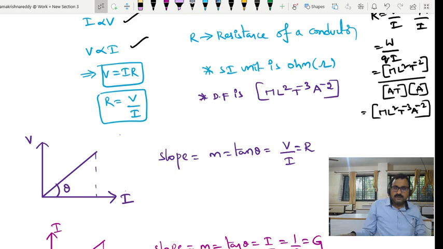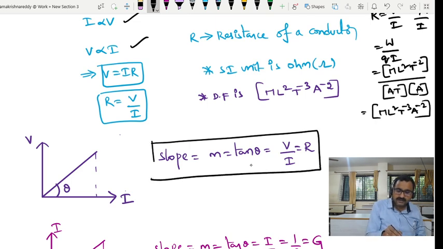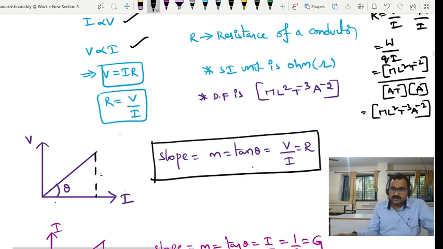Next, when we draw a graph with current on the x-axis and voltage on the y-axis, the slope gives the resistance of the conductor. Slope equals m, which equals tan theta. So what is tan theta? Opposite side divided by adjacent side. The opposite side is the potential difference only, and the adjacent side is I only. So then we got that.